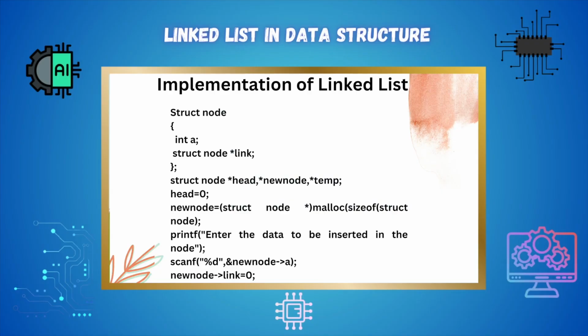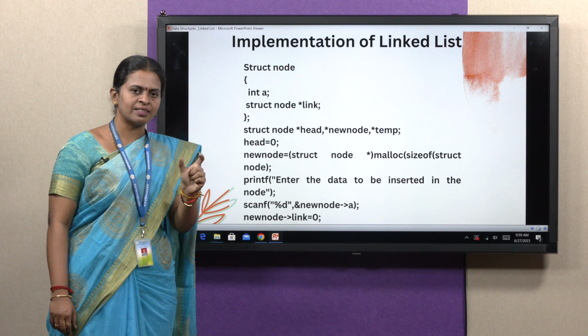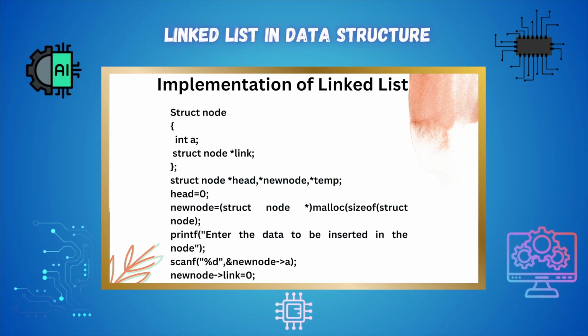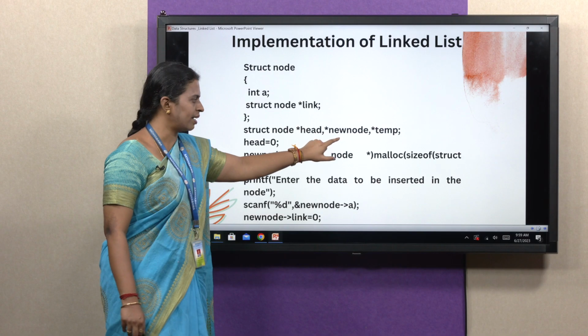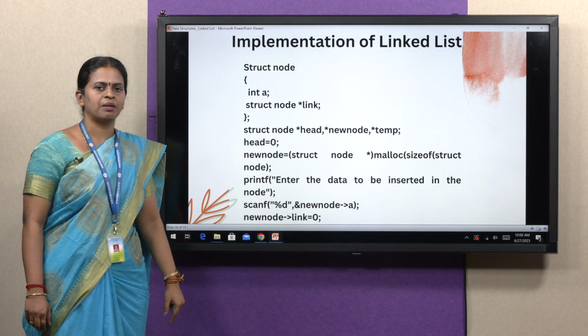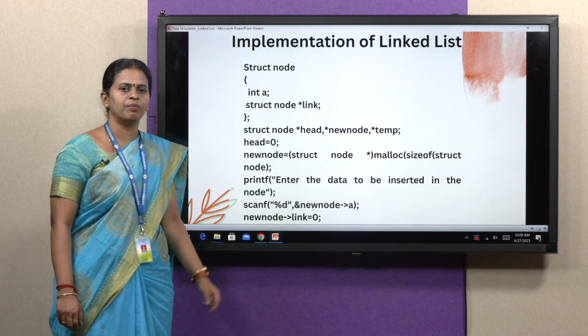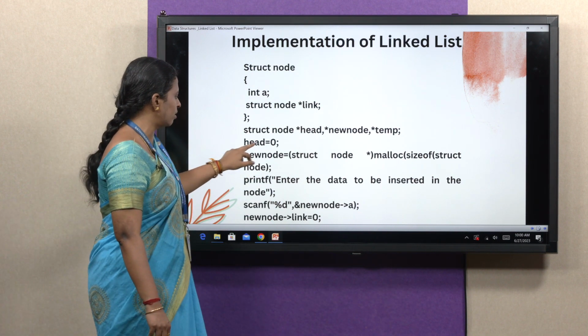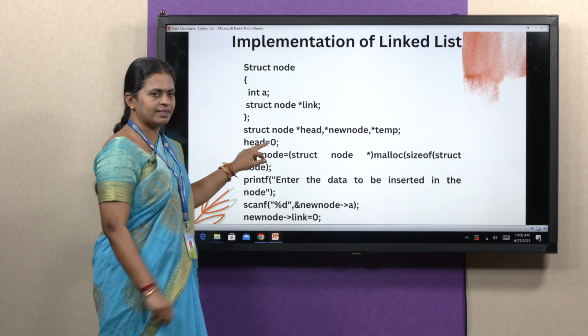Okay, what we are doing now: struct node *head. What is the head node? Head node always points to the first node of the linked list. So we are using 3 pointers: one is head, another one is new node, for which we are going to create a memory allocation, and another pointer variable called temp, which is a temporary variable used to traverse from the first node till the last node. Okay, so here head is equal to 0. Initially the value of head is equal to 0.